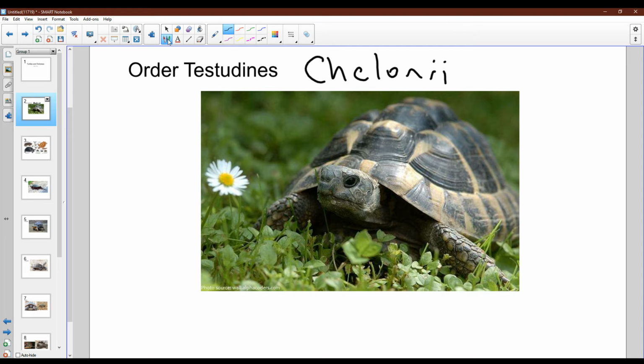But these guys are known for their shell that develops from their ribs. They were first found over 220 million years ago. There are 356 living species of turtles. They are ectothermic as well, just like all other reptiles.